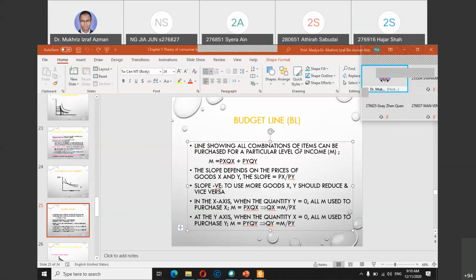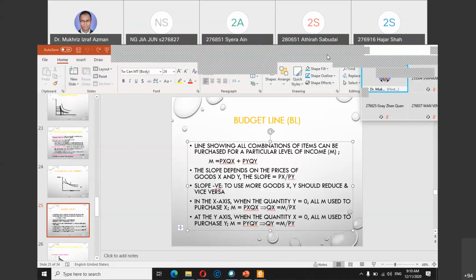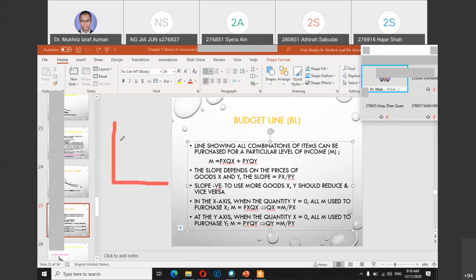But when you draw a budget line, the slope is calculated as the ratio of the price of X divided by the price of Y. And because I mentioned just now that you spend every money that you have, when you draw a simple budget line, you will draw them.